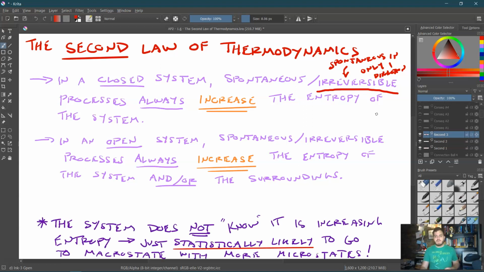Now I want to be real careful here because a lot of times it'll be expressed as, oh, the system just knows how to increase entropy. Or you might even be thinking, how does it know to do that? And it's just statistics. It's just statistically likely that if you have a macro state with more microstates, your system is going to evolve to that version, the version with high entropy, rather than go from a macro state with many microstates to a macro state with few microstates, that is low entropy. It's just statistically going to occur.